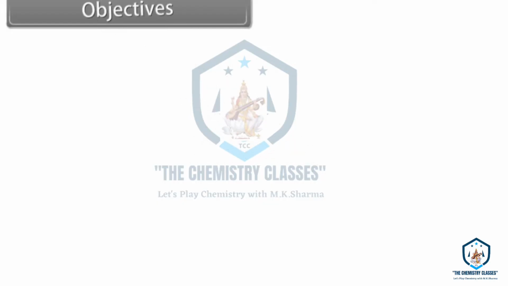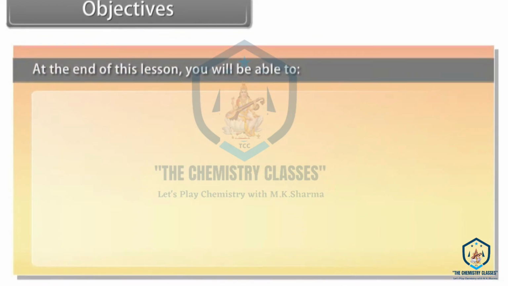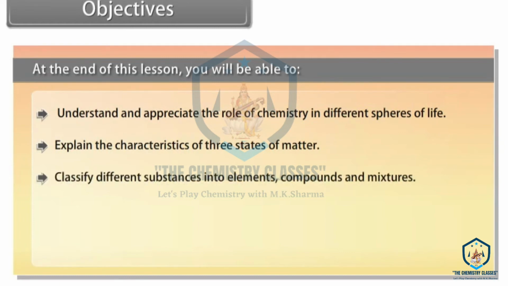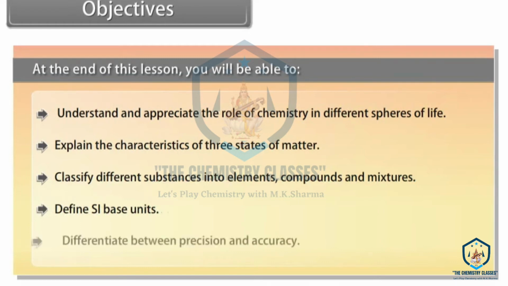Objectives. At the end of this lesson, you'll be able to understand and appreciate the role of chemistry in different spheres of life. Explain the characteristics of 3 states of matter. Classify different substances into elements, compounds, and mixtures. Define SI base units. Differentiate between precision and accuracy.